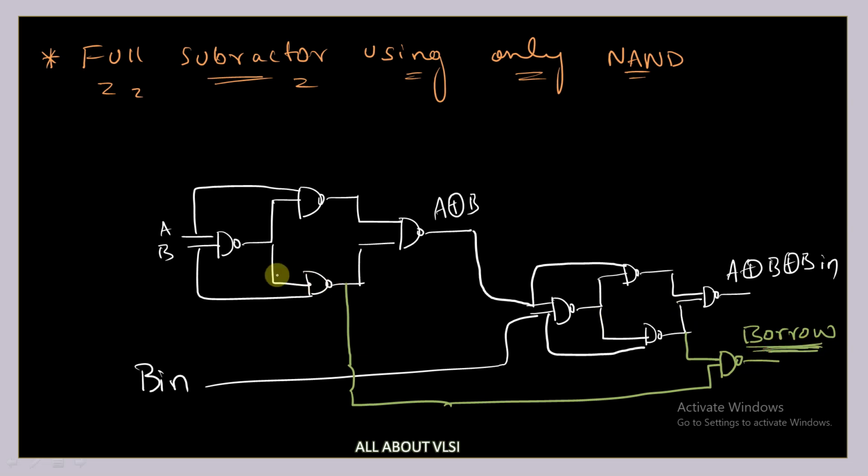You can take the equations and solve them if you want. This is nothing but A B bar, and this is B, so this is nothing but B into A B bar whole bar. You can solve them, and this is nothing but A XOR B into B in bar, and this is nothing but B in. We make the NAND operation between them, and you can get the equation of your borrow. So this is how we draw our full subtractor using only NAND gates.